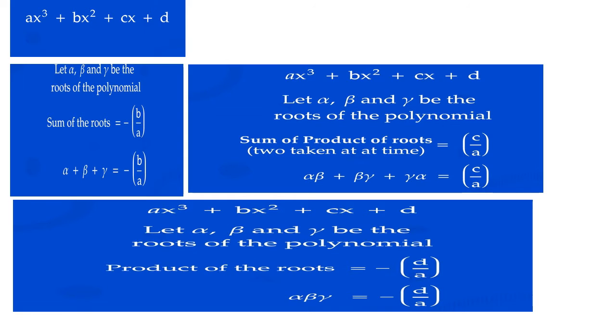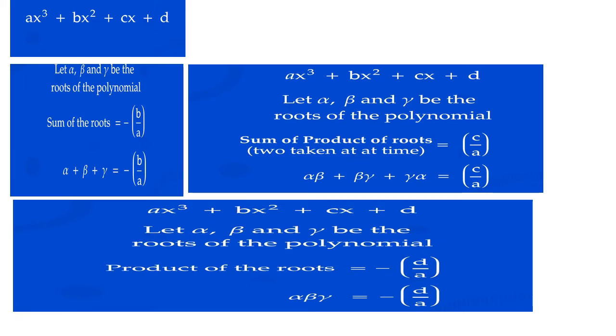Now the product of the zeros of the cubic polynomial, alpha into beta into gamma, is equal to minus d by a. Now students, we have to remember this once again. Alpha plus beta plus gamma is equal to minus b by a. Alpha into beta plus beta into gamma plus gamma into alpha is equal to c by a. Alpha into beta into gamma is equal to minus d by a. Here a, b, c, d are the coefficients of a cubic polynomial. d is the constant term of the polynomial.